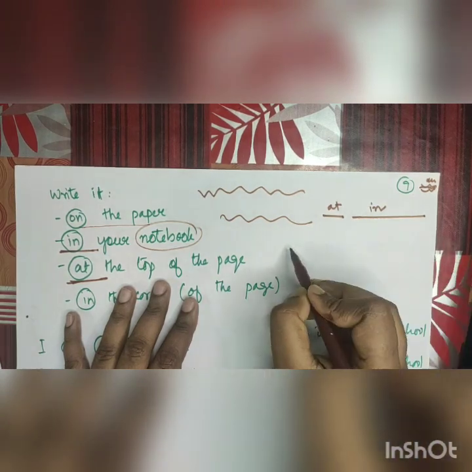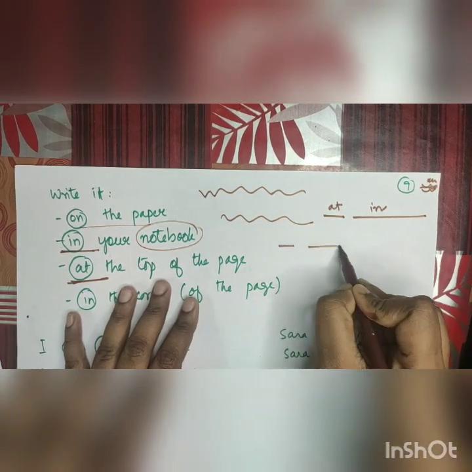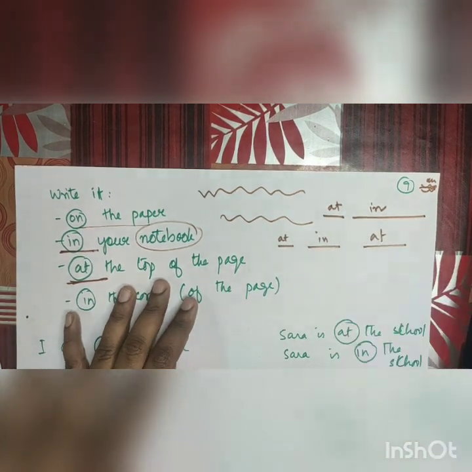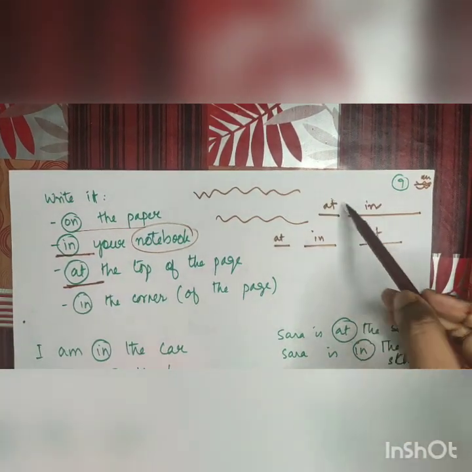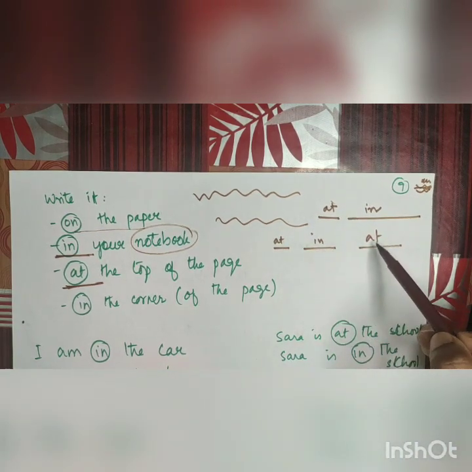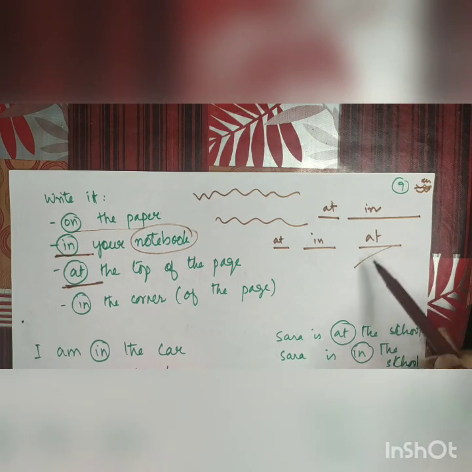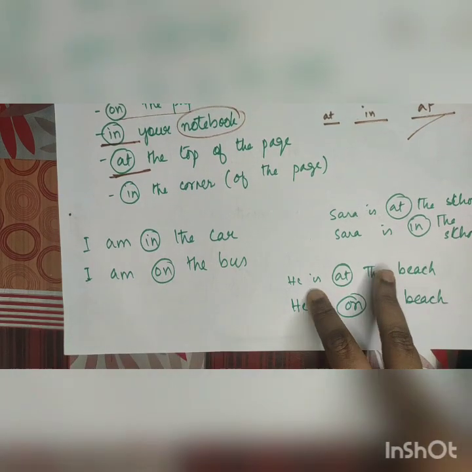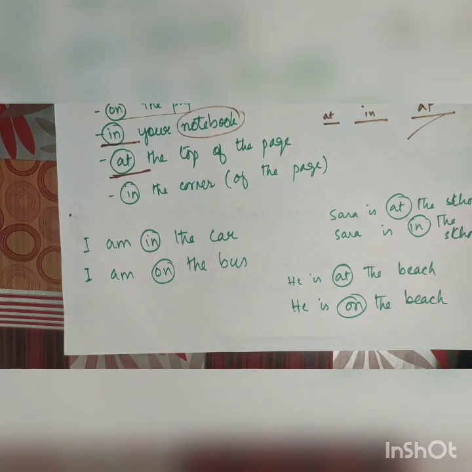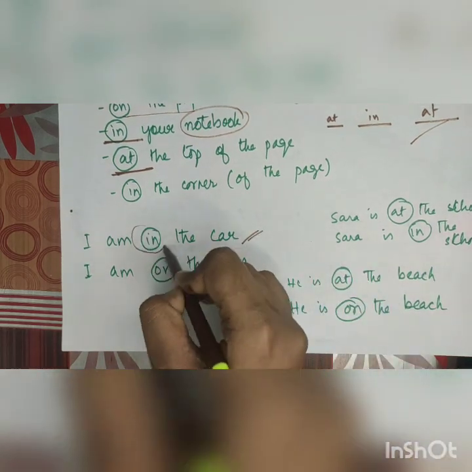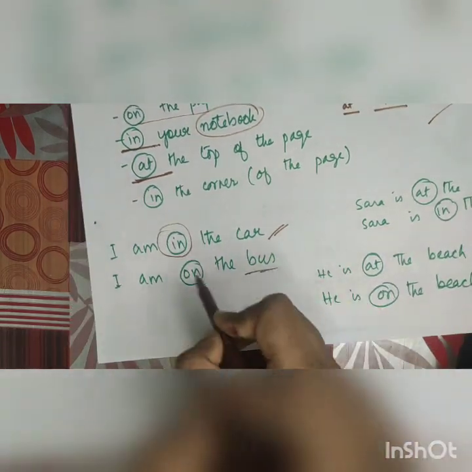But when you are comparing three, so at, in: at Silchar, in Assam, in India. Now, I am in the car, I am on the bus. In the case of private cars, you use "in"; in the case of public transport, you use "on".